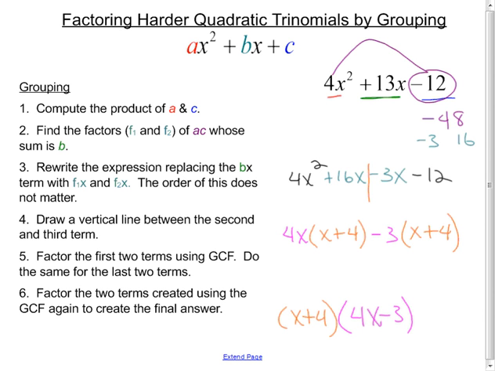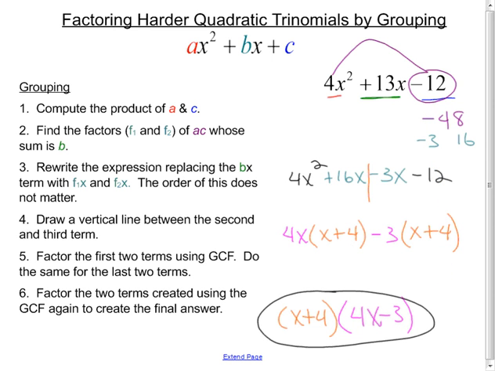So how can I check this problem? Good old-fashioned FOIL. X times 4x is 4x squared. And then I've got x times negative 3, which is negative 3x, and 4 times 4x is going to give me 16x. That combination makes 13x. And then 4 times negative 3 is, in fact, negative 12. So making this answer pretty legitimate.